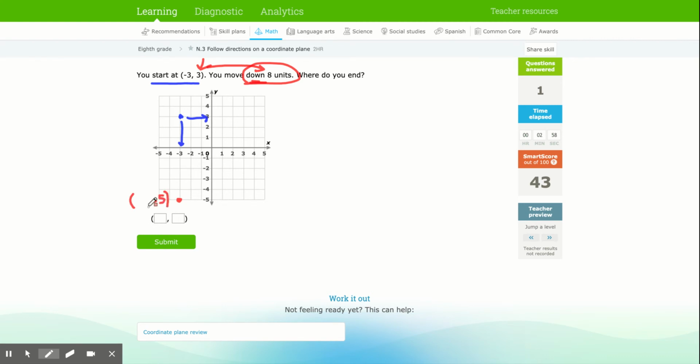Now I just moved down. So the x value didn't change. I still have an x value of -3. The x value did not change, but the y value became -5. And I type that in. -3, -5.